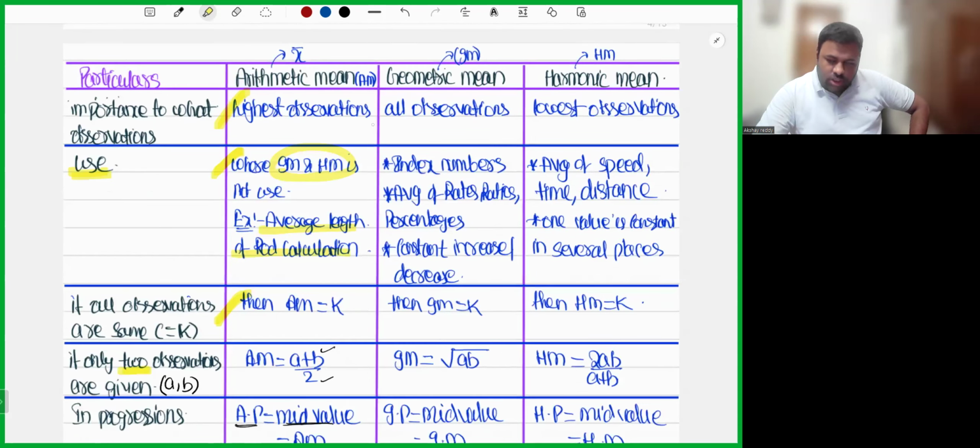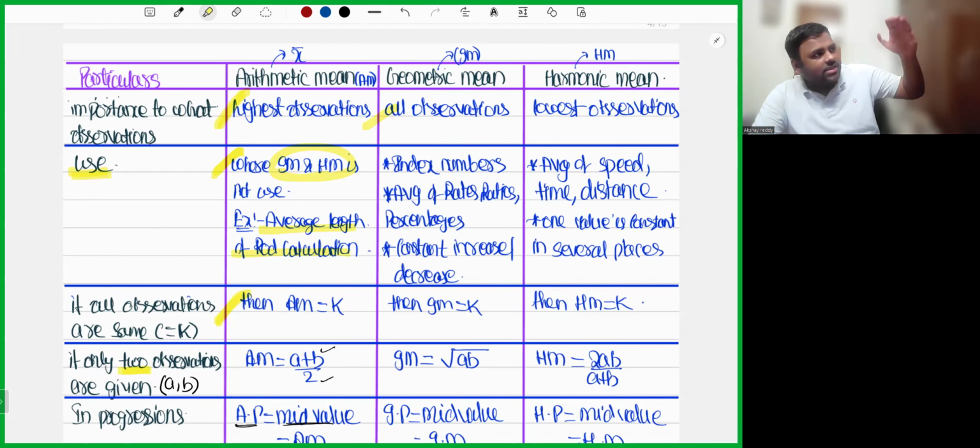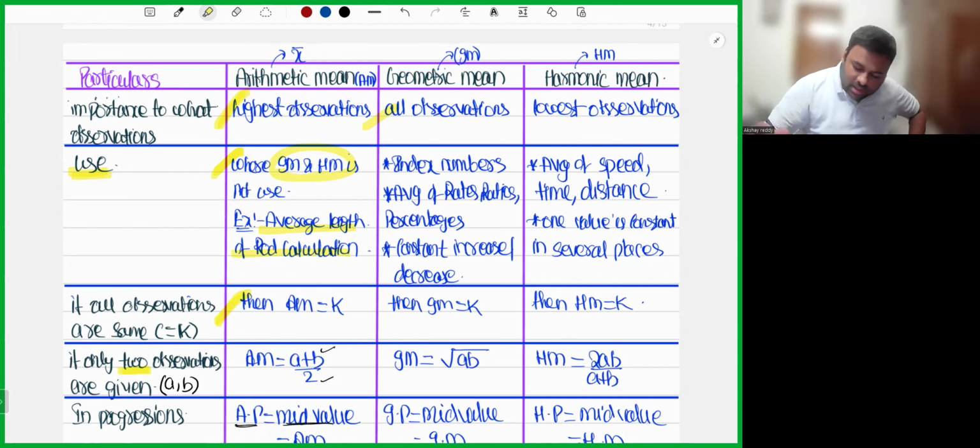Next, importance. Geometric mean gives importance to all observations. See, arithmetic mean gives importance to highest observations. Geometric mean, all observations. Harmonic mean, lowest observations. So highest, all, low. That's how you remember. Highest, all, and low.